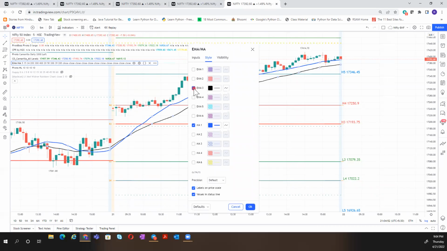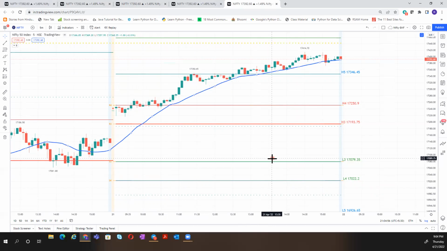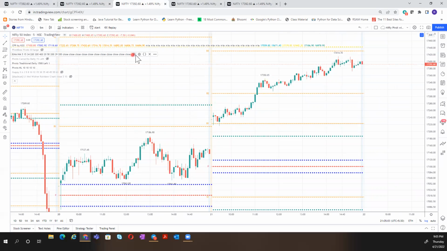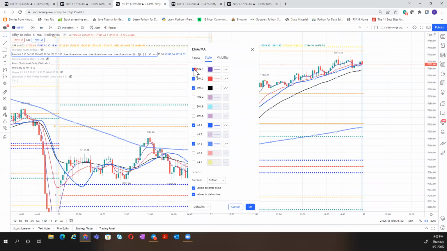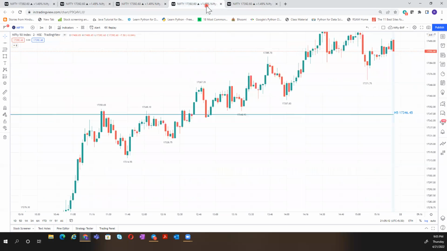Let me remove this. This blue line is the 20-day moving average. Isn't it simple? And this is simple, right? Very simple. Yes, moving averages work only during a trend.